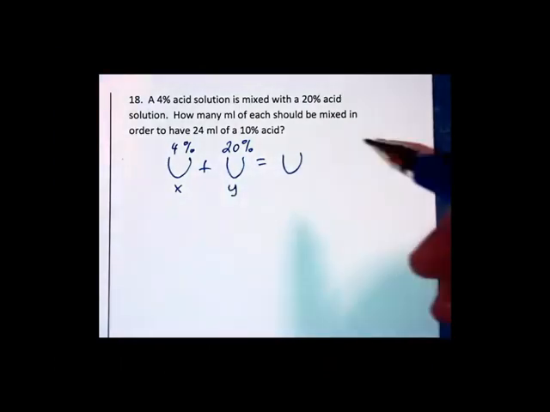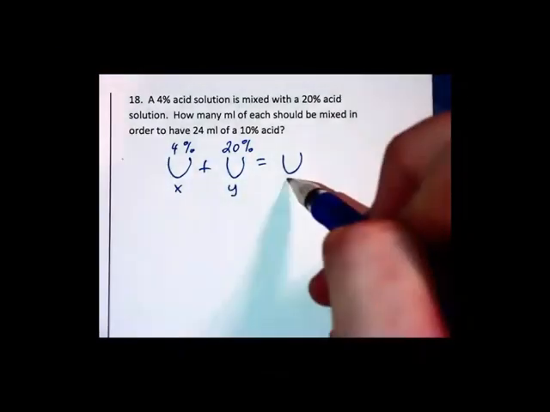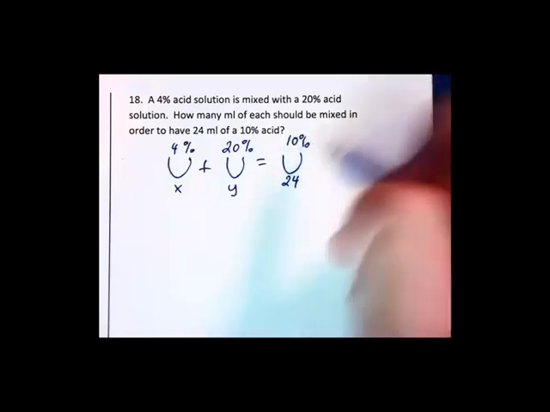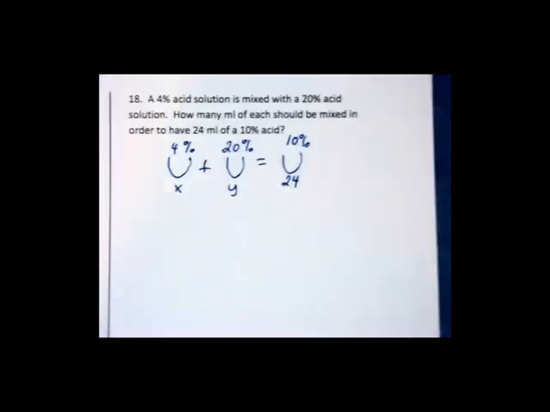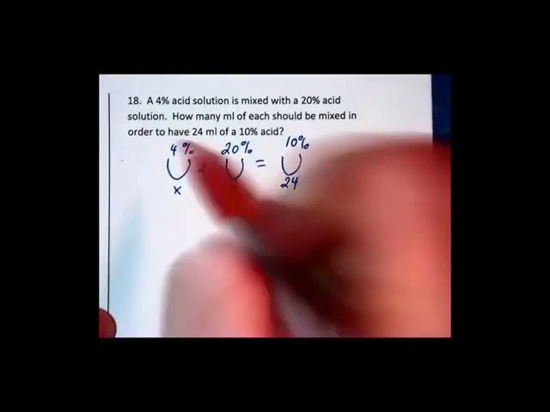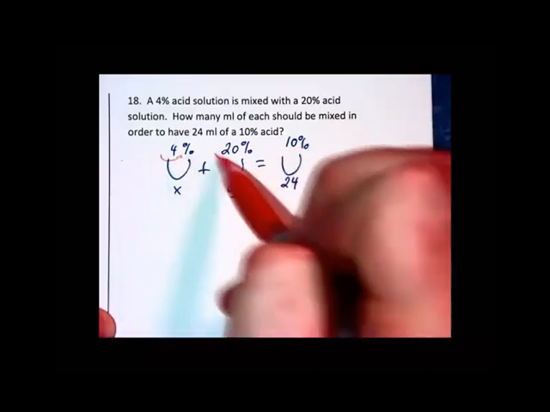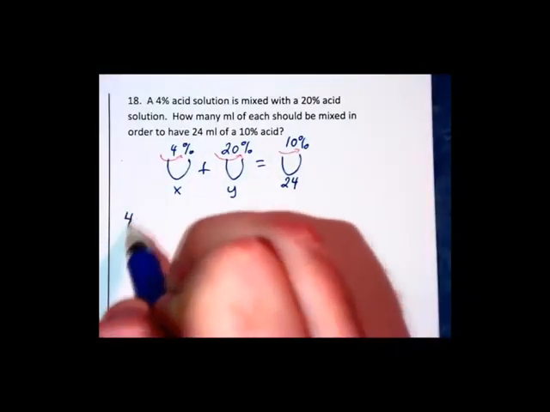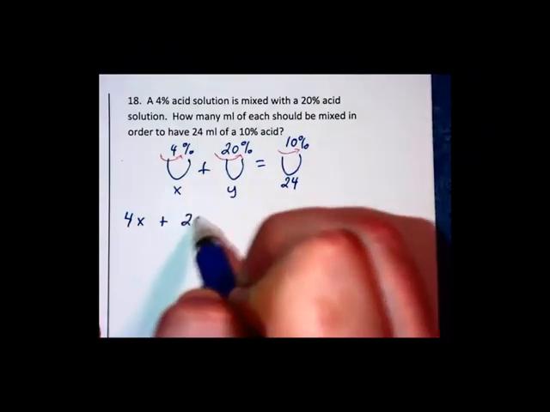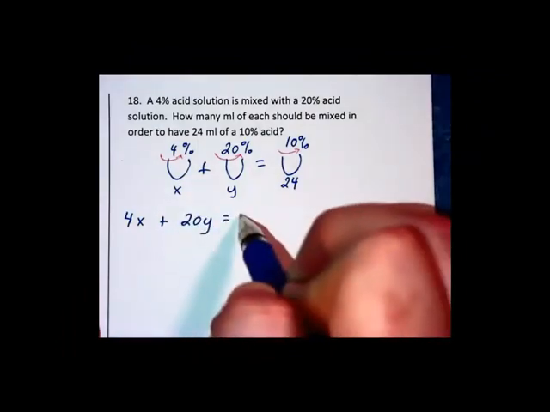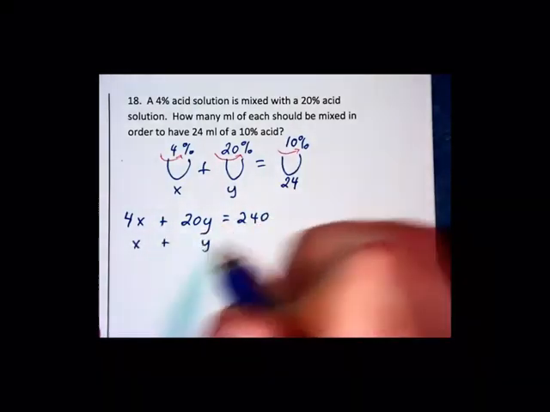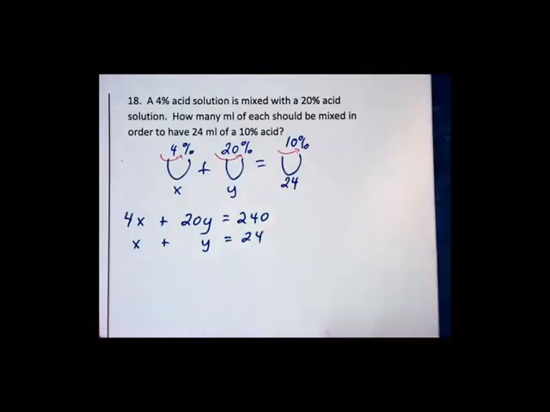The amounts are missing down at the bottom. Should be mixed in order to have 24 milliliters. That's my amount of a 10% solution. Okay, that one just fell right into place. I'm going to multiply through by 100, basically getting rid of these decimals that I didn't even write in, but I can do that every time I have a percentage. So, top times bottom, that's 4x, plus top times bottom, that's 20y, equals top times bottom, 240. The second equation, reading across the bottom, is x plus y equals 24.